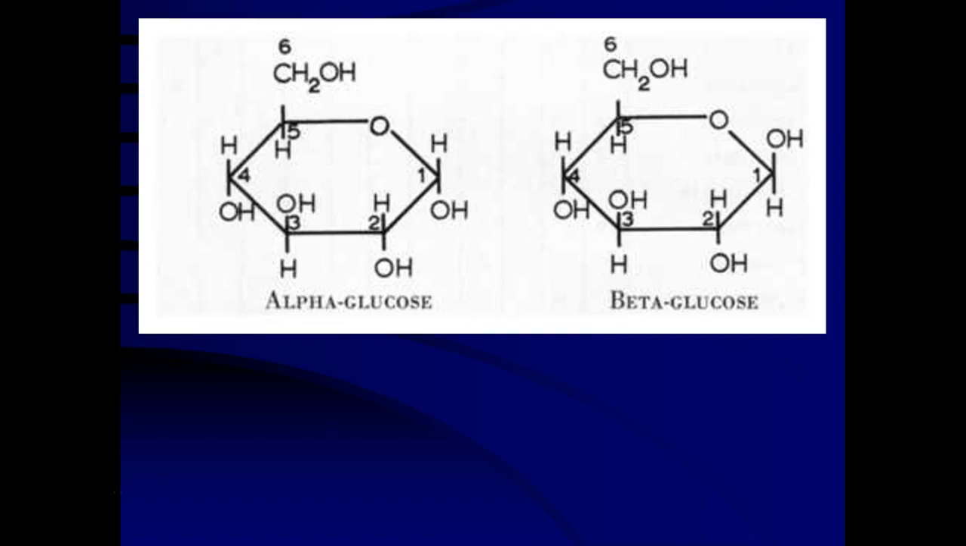Now I'm going to show you two polysaccharides that, instead of using the digestible alpha glucose, use the indigestible beta glucose. And if you recall, the big difference there is at carbon number 1. In alpha glucose, you have a hydrogen on top and a hydroxyl group below. In beta, it's flipped. We have a hydroxyl group above and a hydrogen below. That makes all the difference.